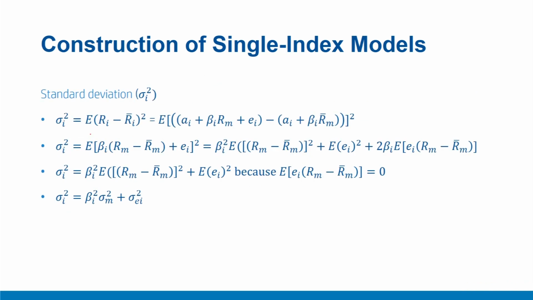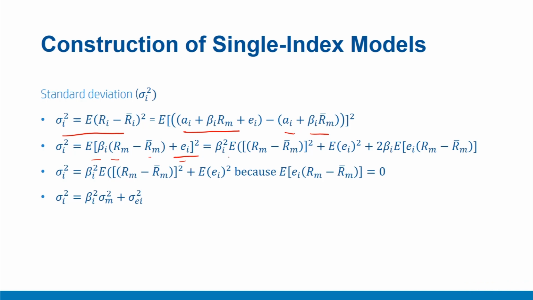Coming to standard deviation, the risk of a return can be easily given by this formula: sigma i square equals expectations of Ri minus R bar raised to the power 2. Now we can extend the expression for returns using the return definition, which is alpha i plus beta i times Rm plus Ei, and Ri bar we already know is alpha i plus beta i times Rm bar. Simplifying this expression, we get expectations of beta i times Rm minus Rm bar plus Ei, raised to the power 2.